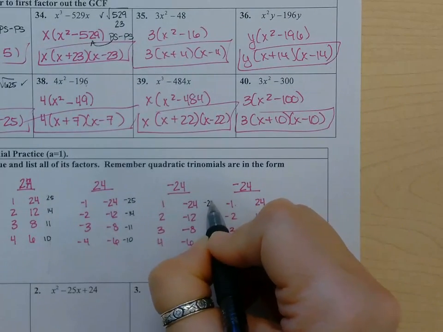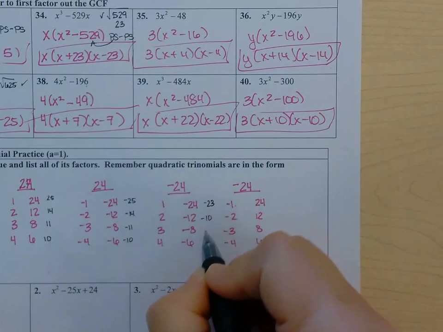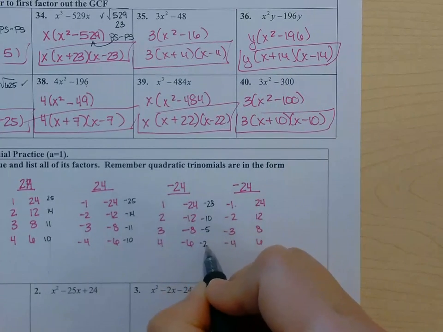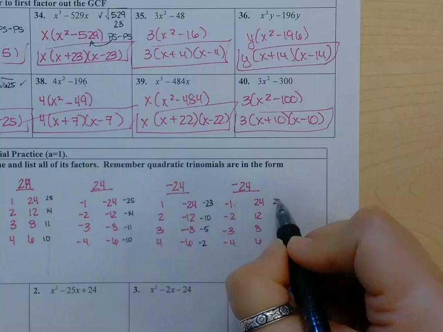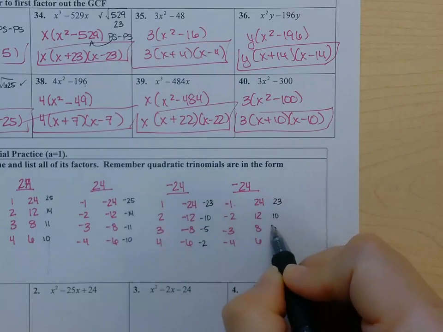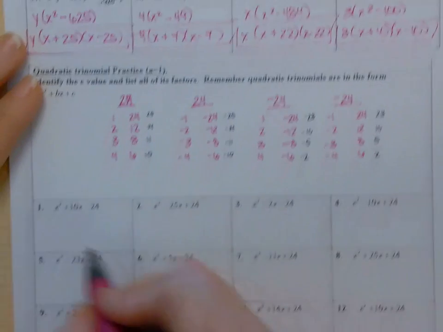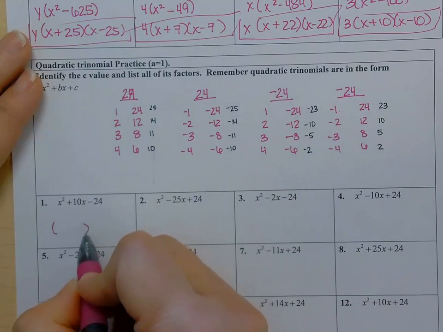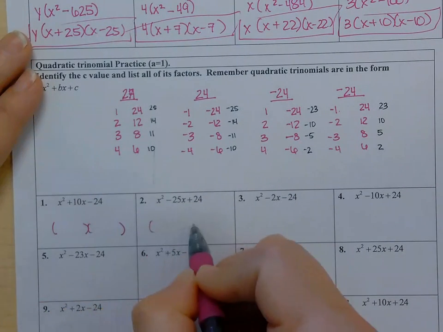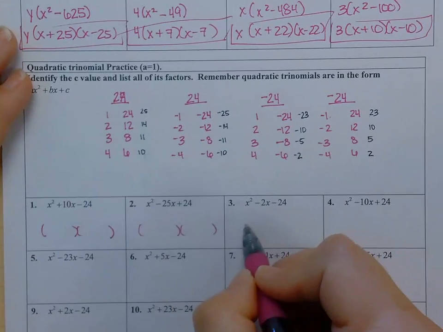Over here, these add to negative 23, negative 10, negative 5, and negative 2. These add to positive 23, positive 10, positive 5, positive 2. So now, on all of these trinomials, you're going to make 2 sets of parentheses. So if you wish to do that part first, you can.